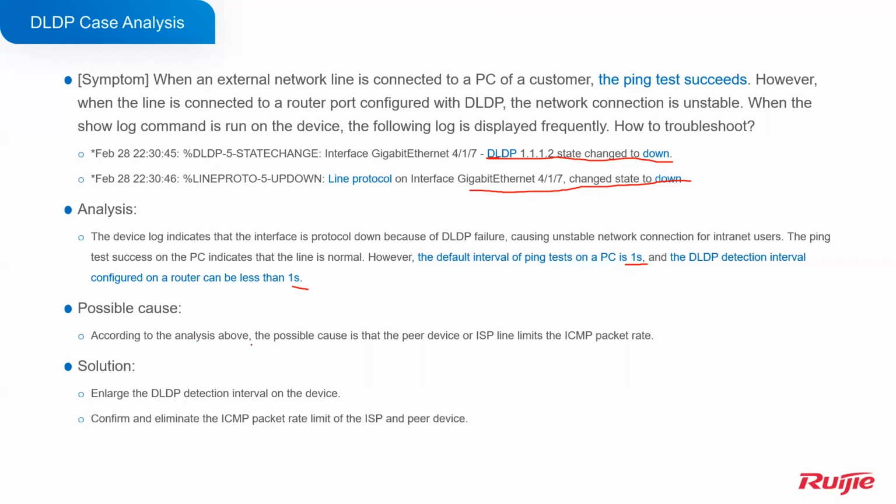According to the analysis, the possible cause is that the peer device or ISP line limits the ICMP packet rate. And to solve this problem, let's see the solution. We can enlarge the DLDP detection interval on the device, or confirm and eliminate the ICMP packet rate limits on the ISP and peer device. Okay, this is about the DLDP case and the analysis.